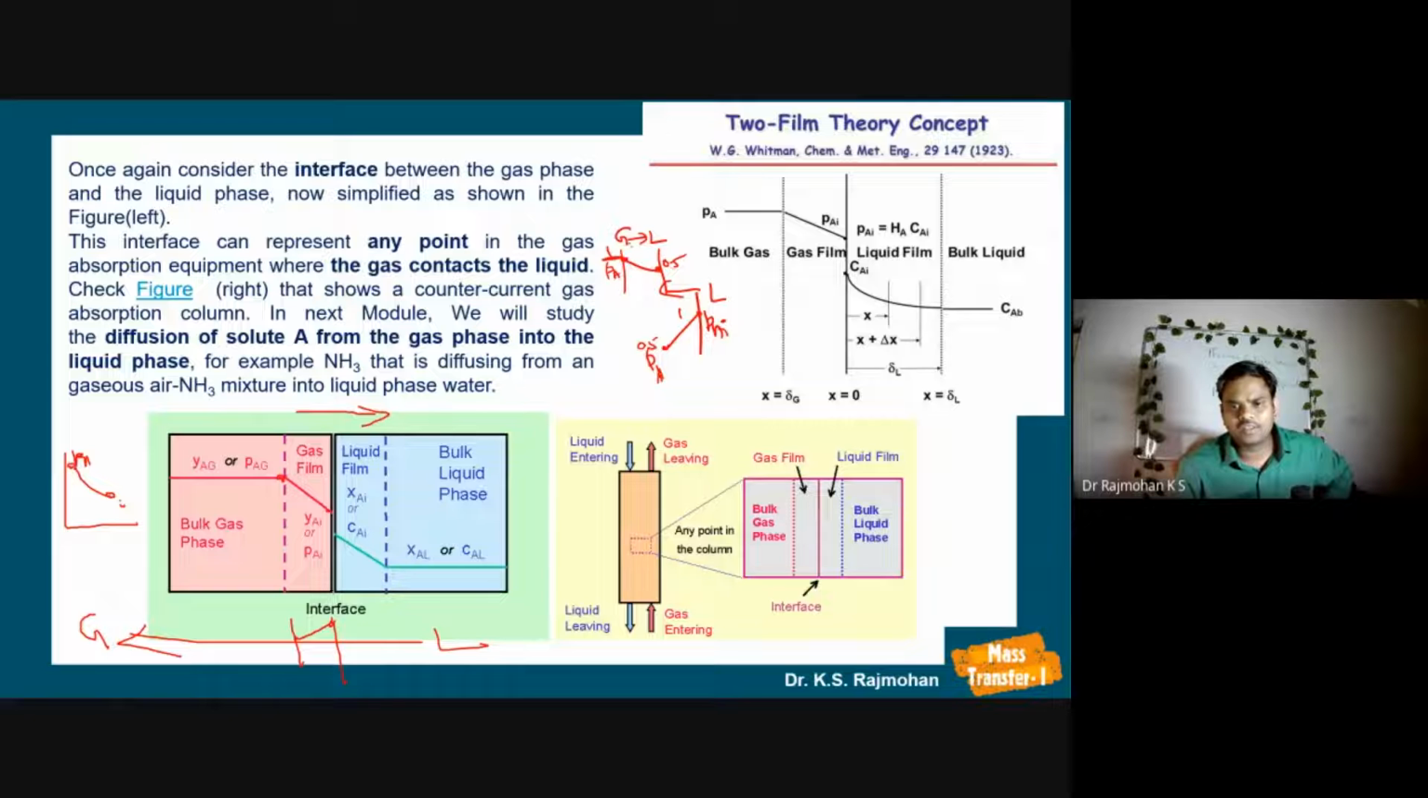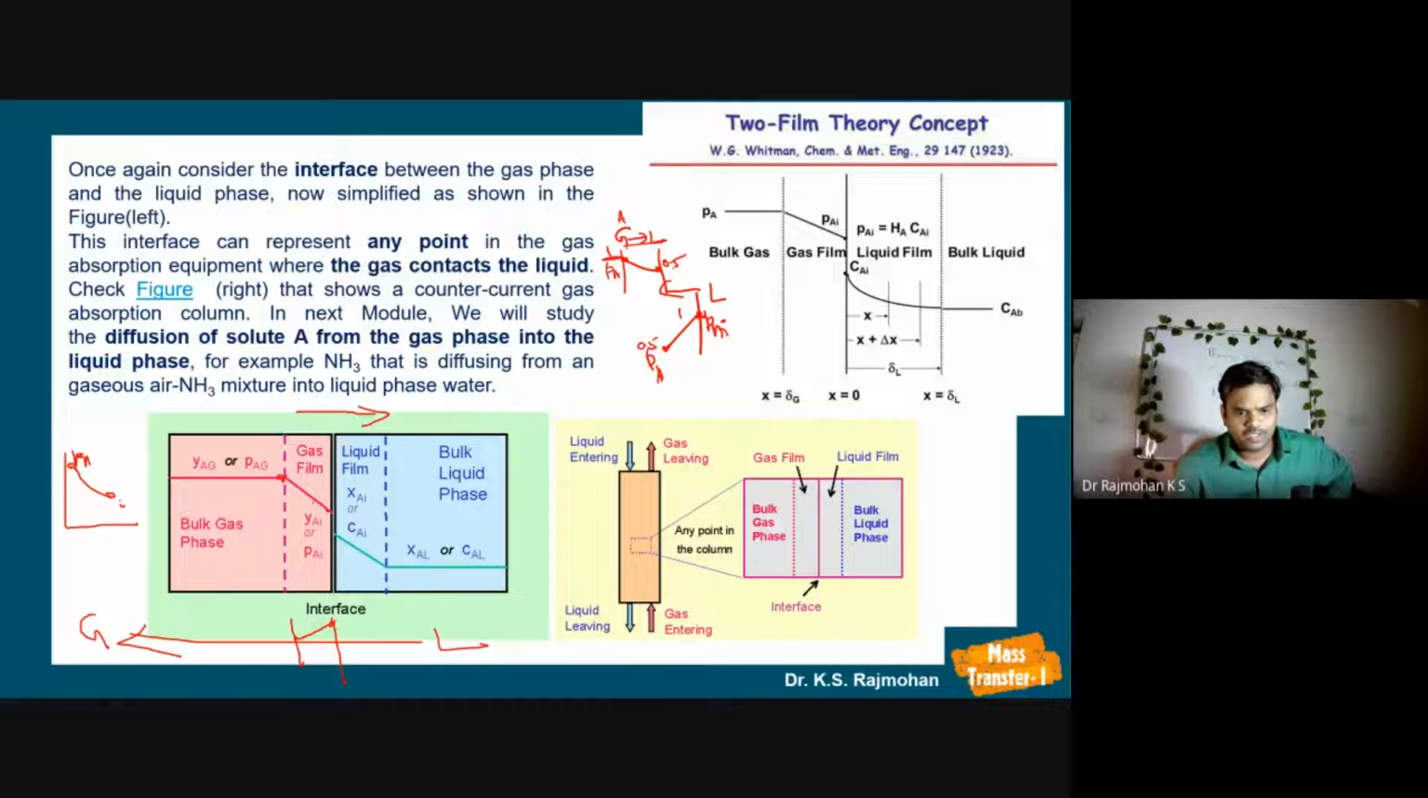So we go from higher to lower, which means solute A is diffusing from gas to liquid. If solute A is diffusing from liquid to gas, then the interface will have higher concentration and the bulk will have lower concentration. This is with respect to the gas film.